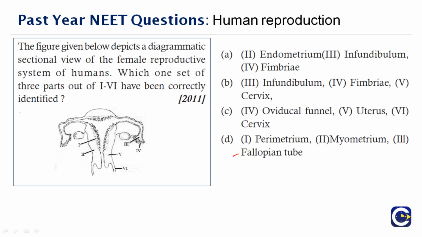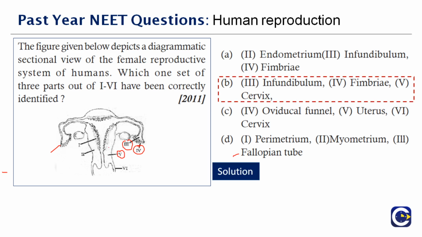So let's take 2. The right option is option B, where you have 3, right? So this is called infundibulum. Fourth one is fimbriae, and the fifth one is cervix. So these 3 parts are only correct, while the rest are wrongly matched or written. Therefore, the right answer to this question is option B.